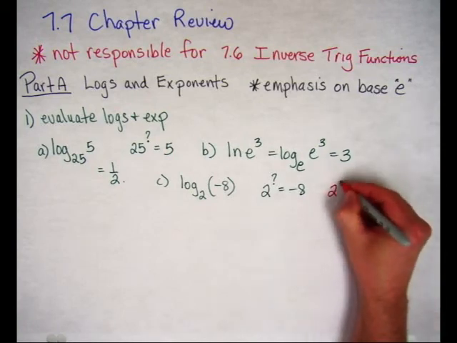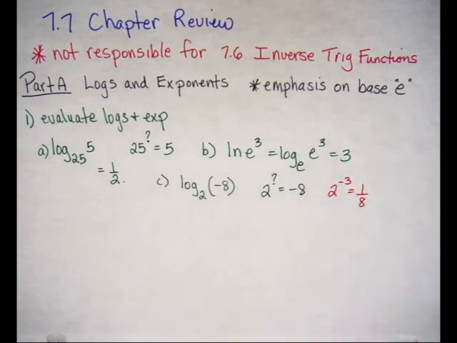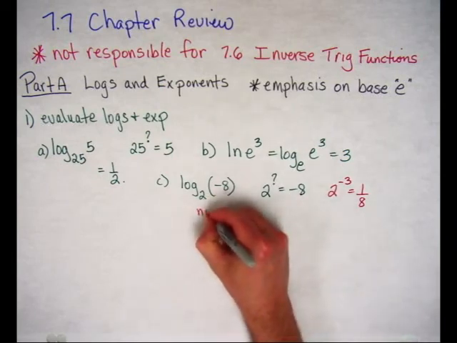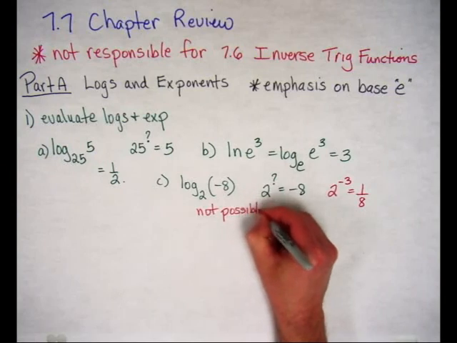If you take the number 2 and raise it to a negative exponent, you'll get a fraction, not a negative answer. So this is a mathematical impossibility. So this is not possible. You can't take the logarithm of 0 or the logarithm of a negative number.